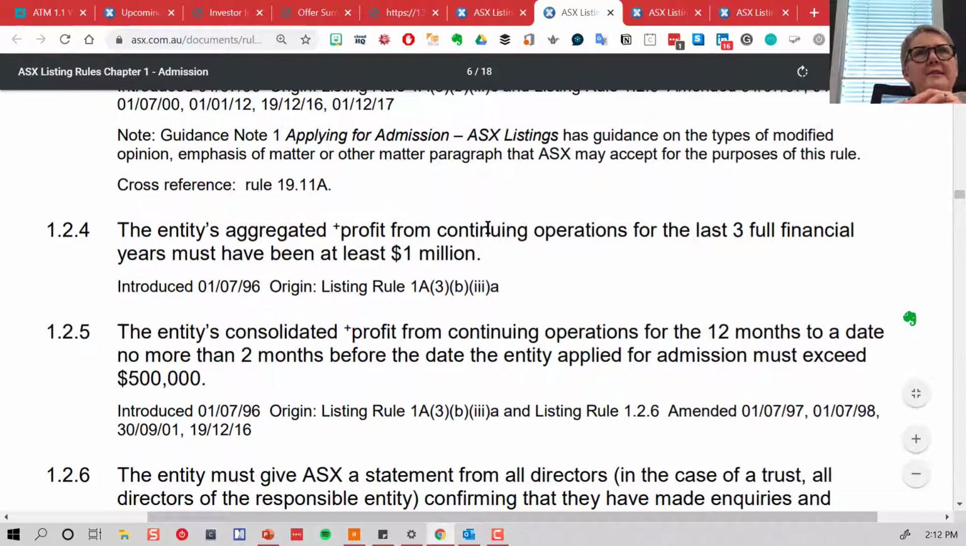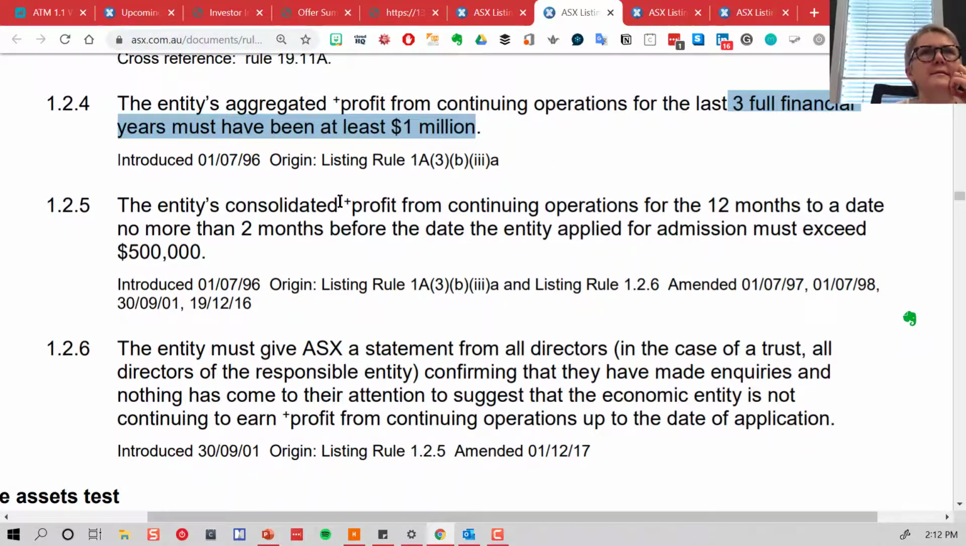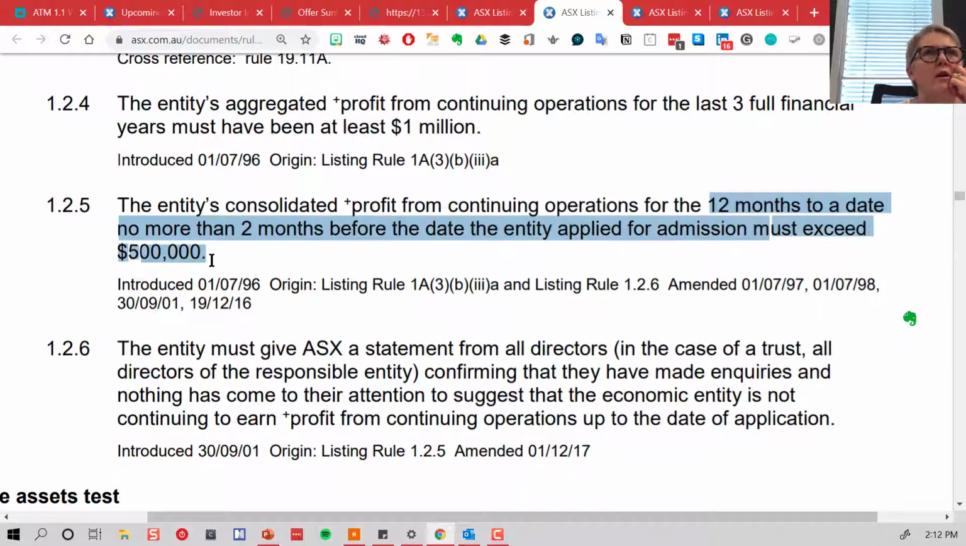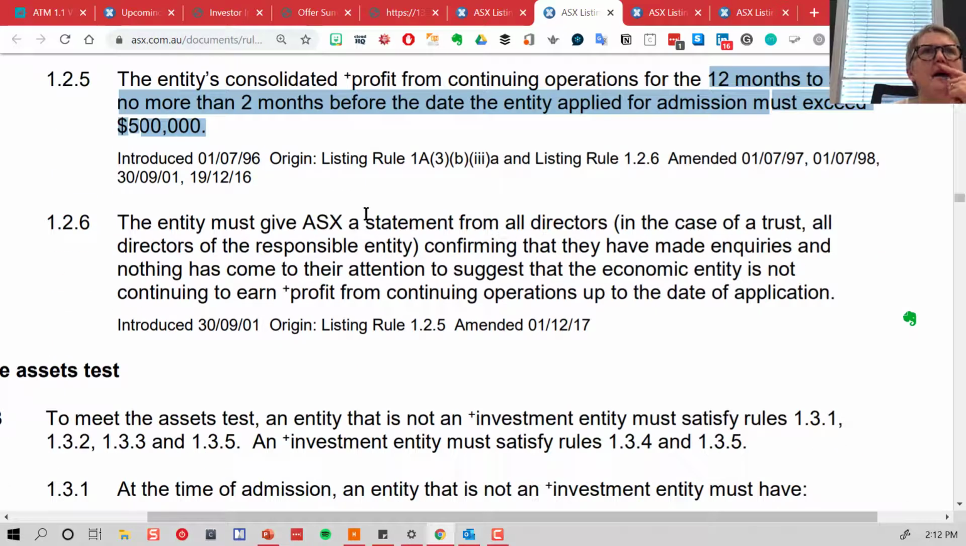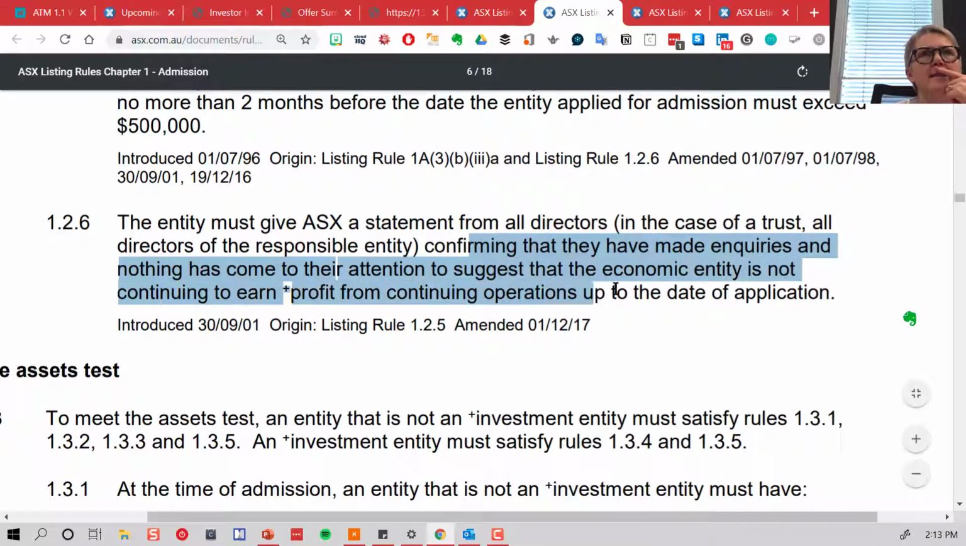So the actual profit test: for at least the last 3 full financial years, you must have made at least $1 million in profit. And in the last 12 months, up to 2 months before, it had to be more than 500,000, from continuing operations. And directors need to include a statement specifically to the ASX confirming that they've made inquiries and nothing has come to their attention that would suggest that it's not continuing to make that profit.